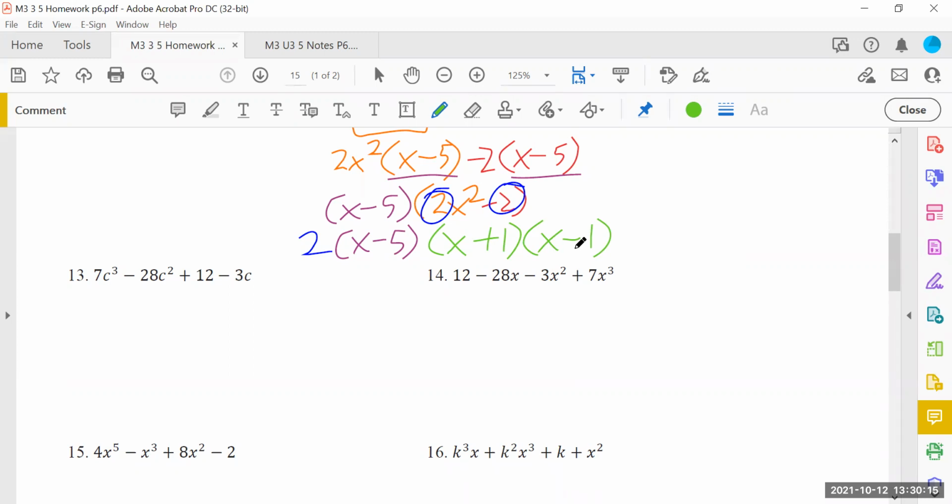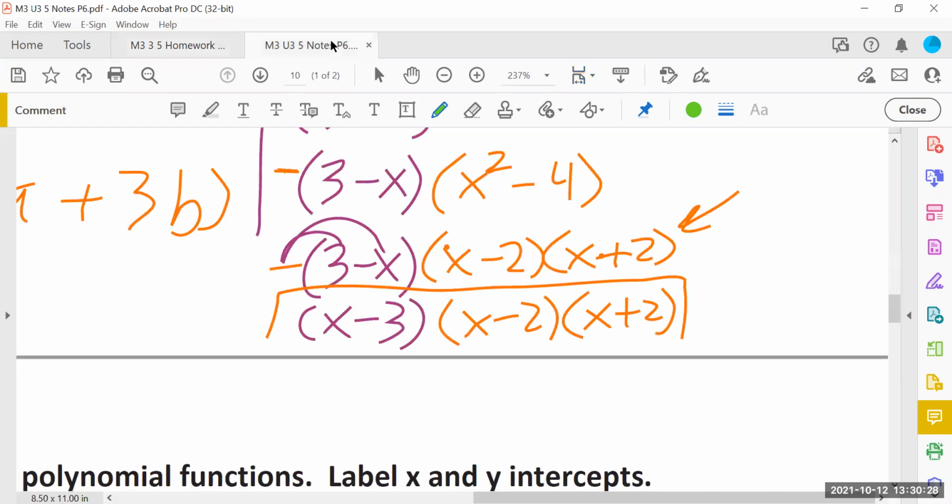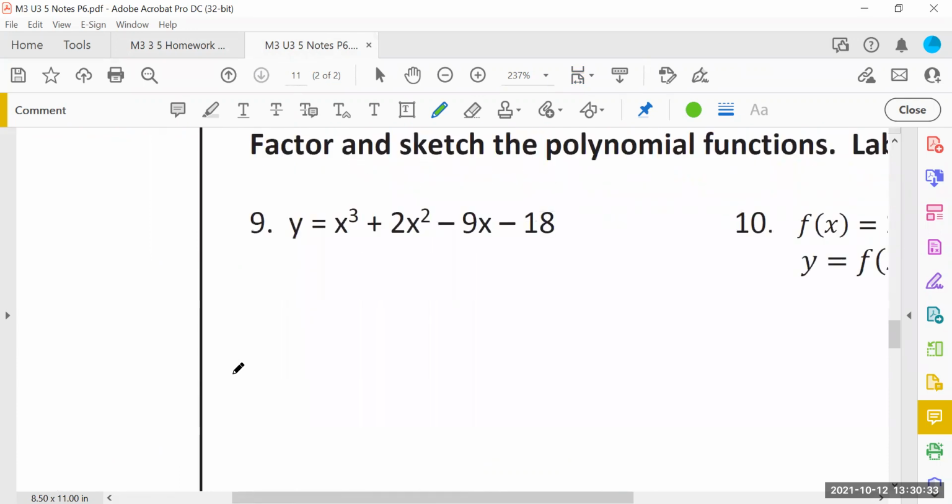The last example I need to show you is how we take this and apply it to graphing like we've done before. We're just going to take what we did today and merge it with what we did last week. Nothing new from now on. So everybody back to the notes and let's look at number 9. Number 9, x cubed plus 2x squared minus 9x minus 18. I'm going to knock this out pretty quickly.